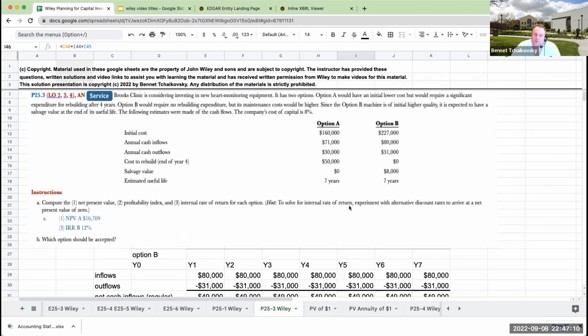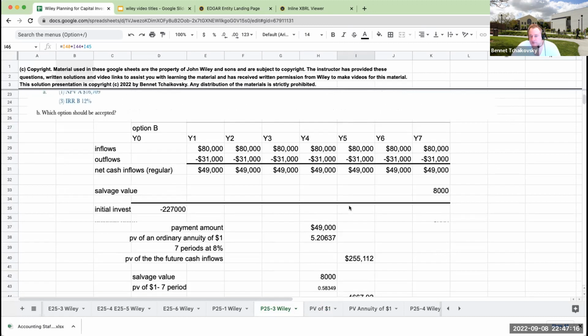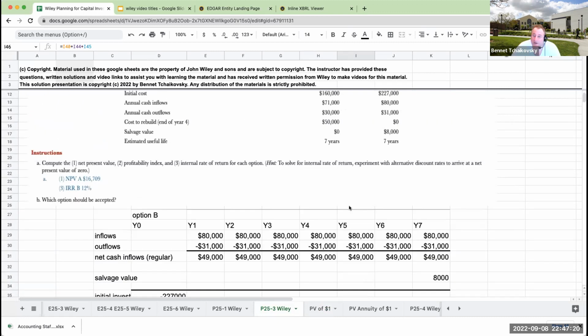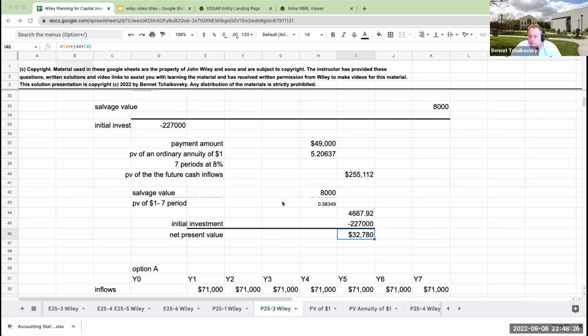Now, for the internal rate of return, what makes the net present value go to 0, I'm sure there's a way we could do that on Excel, but I'm not going to do that with you guys tonight. I'm just going to pause real quick. Hold on. Okay, our numbers are good to go.